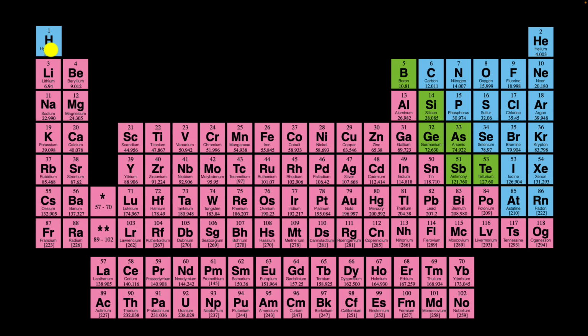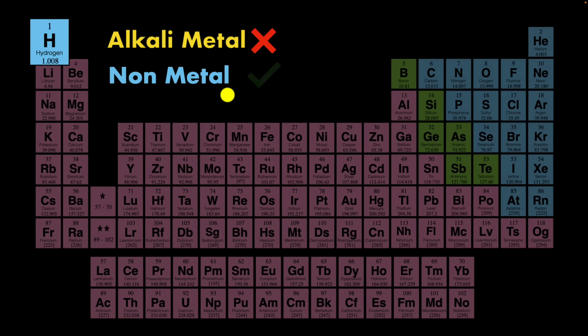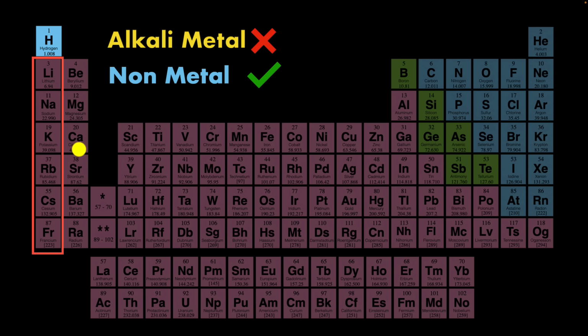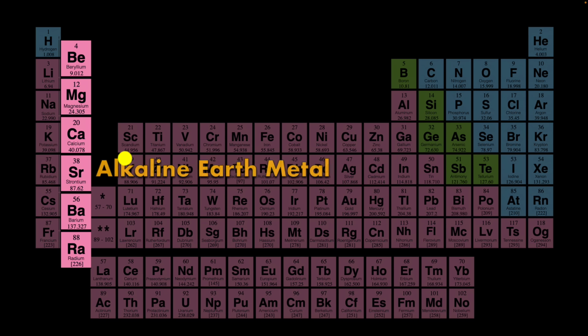But of course, hydrogen is an exception. Even though it is written under the first group, it's not an alkali metal. It's actually a non-metal. And it behaves very differently from the elements below it. And so this is a good reminder that although the periodic table shows us very strong patterns, there are also important exceptions. Okay, on to the next group. We call them alkaline earth metals.